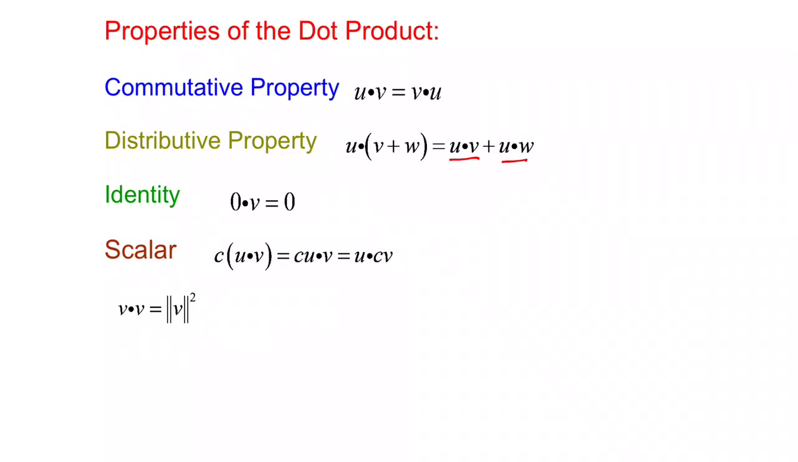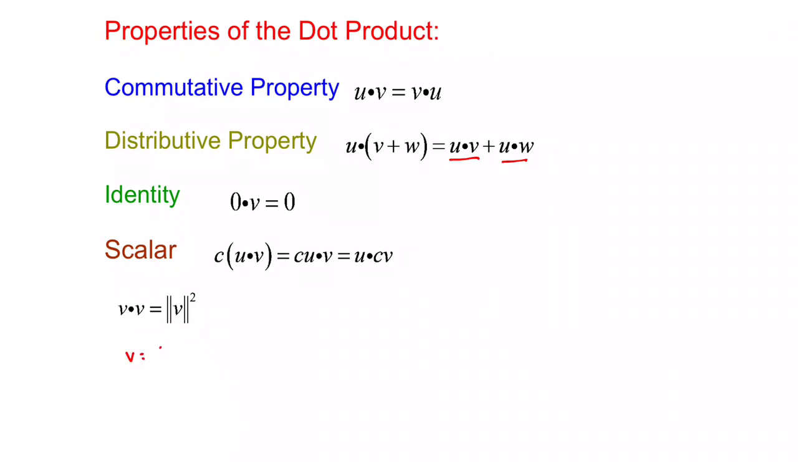And then scalar, where you have the scalar value of c times the dot product of u and v. That can also represent the scalar c times the dot product of u and v, or you can do the dot product of vector u and c times v. So there's a couple different ways you could look at that. And then the last one is the dot product of the same vector is equal to the magnitude squared. Okay, so the dot product of the same vector is equal to the magnitude of that vector squared. So let's take a look at that one.